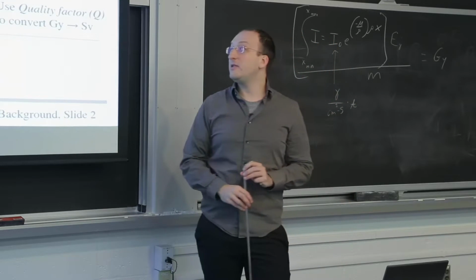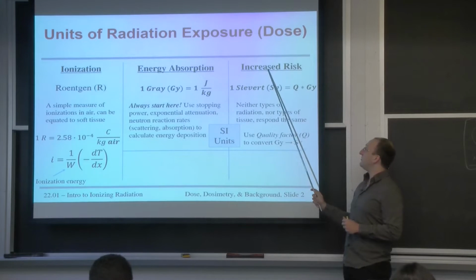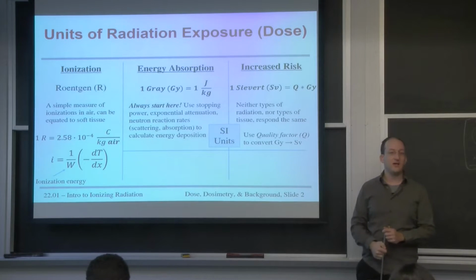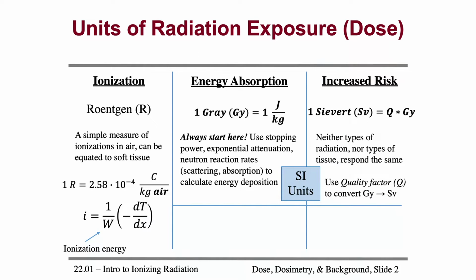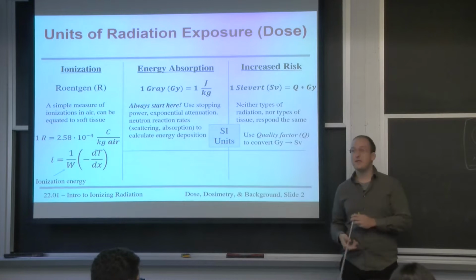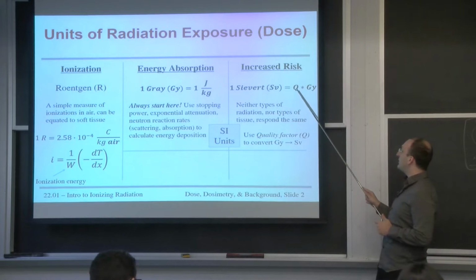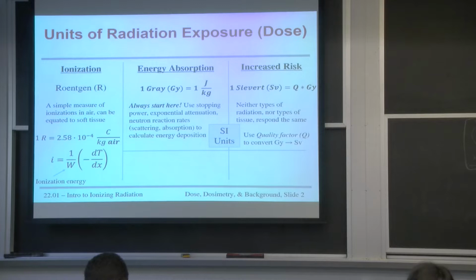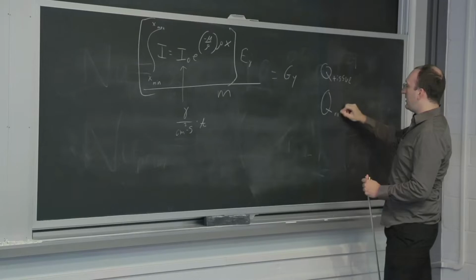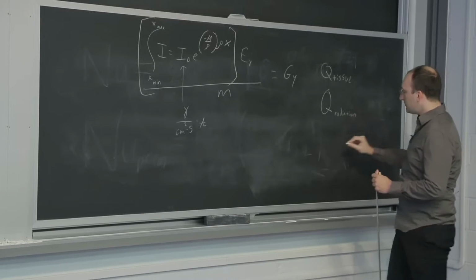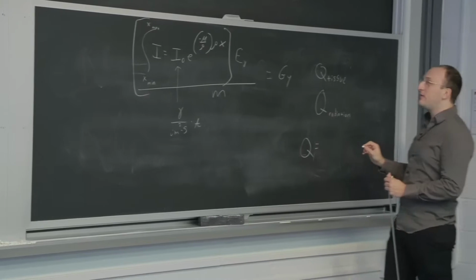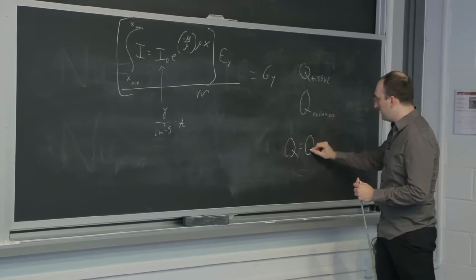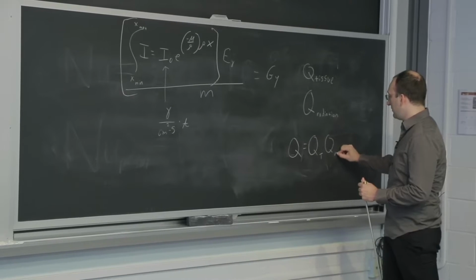Then the other unit you may have seen is a unit not of energy absorption, but of increased risk for something going wrong in the biological sense. It's called the sievert. For simple things like whole body dose from gamma rays, sieverts equals gray, because sievert is multiplied by this quality factor or this effectiveness factor. That Q factor is actually a couple of factors. There's a Q for the type of tissue, and there's a Q for the type of radiation. And the total quality factor for whatever you're trying to calculate is just the multiplication of these two.